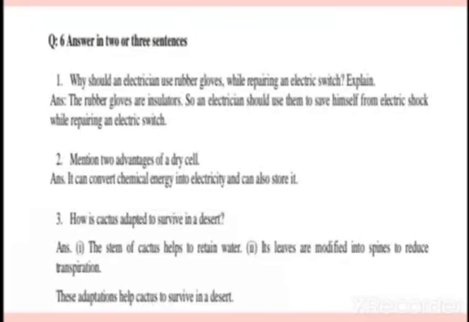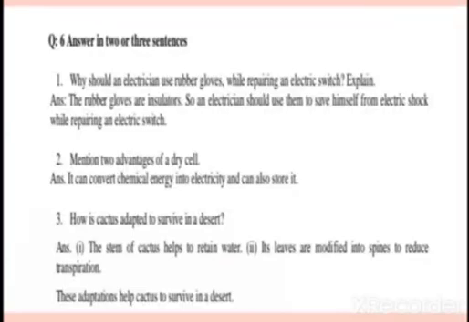Okay, now one is it can convert chemical energy into electricity and can also store it. It means in a dry cell, what is there in a dry cell? Some chemicals are there. So it can convert chemical energy into electricity. It means that a dry cell provides us electricity. So it converts chemical energy into electric energy, or we can say electricity. And one more thing, it can also store this electric energy.